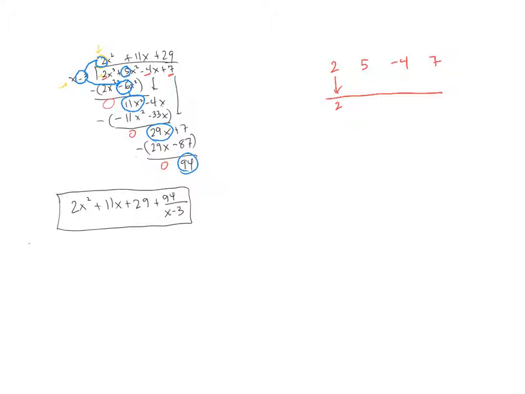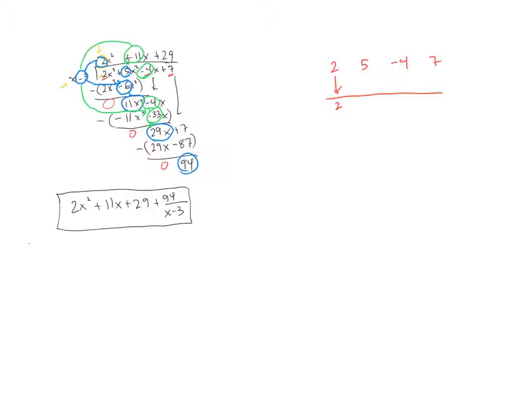If I look at the next number, the 29, it came from 2 things. It came from this -4 right here, and this -33, which was 11 times that -3. And then these 2 things got subtracted.